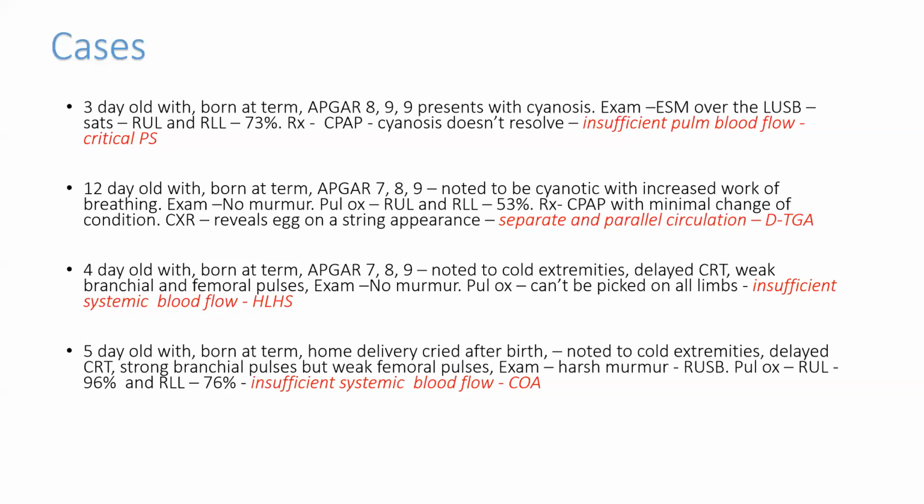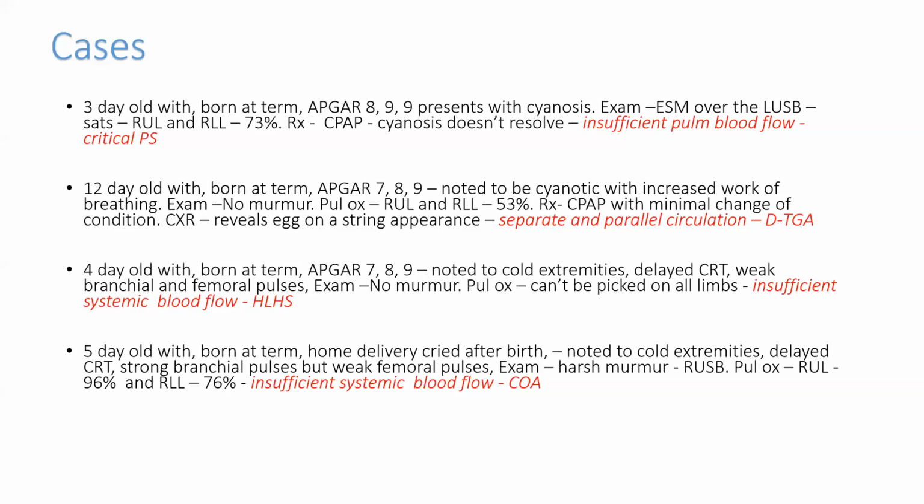The second baby, who had an X-ray with an egg on a string, scored well at birth, but is cyanotic with increased work of breathing, with saturations of both the upper and the lower limbs, or what we call preductal and postductal saturations, at 53%, no change on CPAP, egg on a string. The mechanism is a separate or parallel circulation, what we call TGA or transposition, in which the aorta is anterior and to the right in relation to the pulmonary vessel. So, TGA.